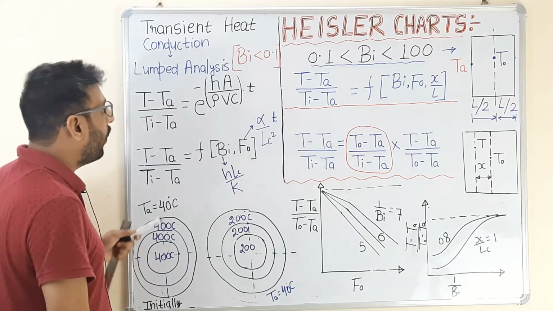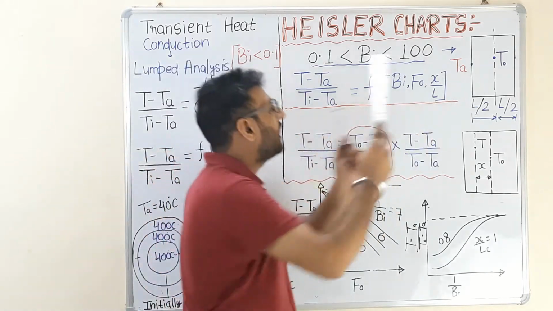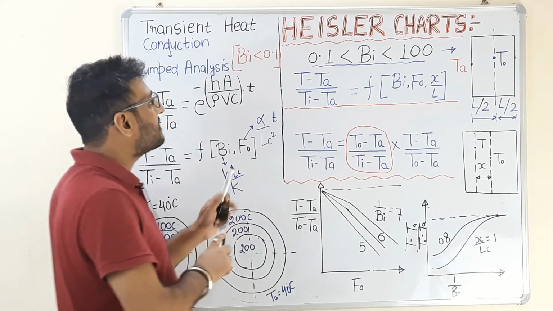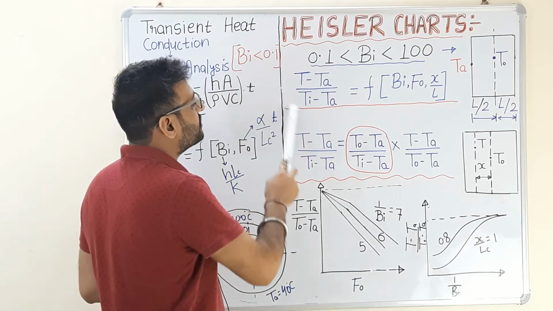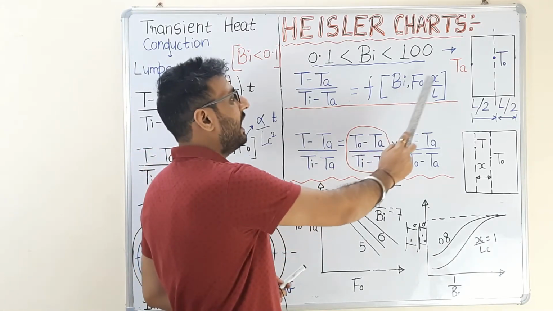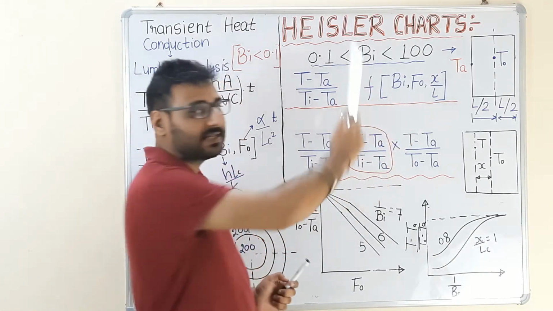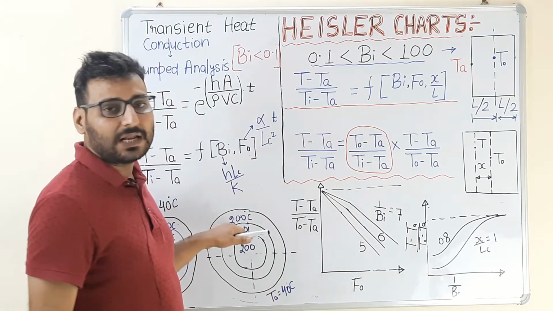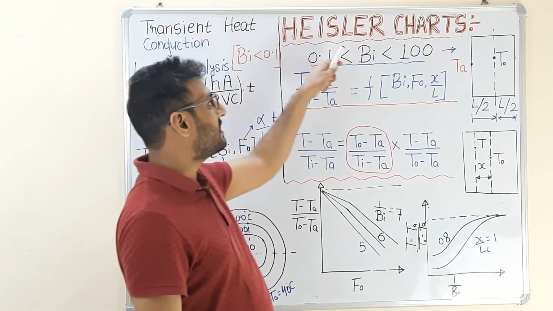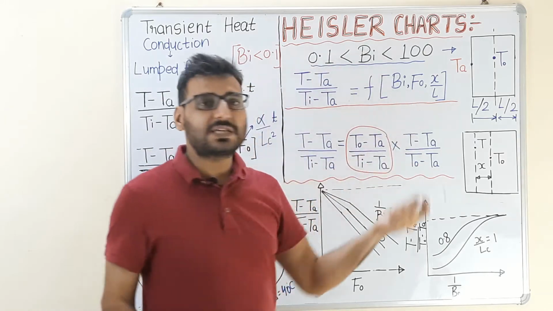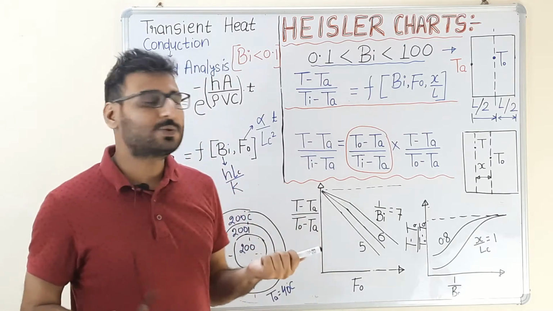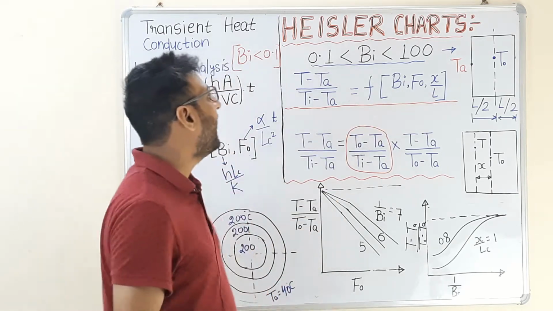Now come to our Hassler chart. In Hassler chart, what happens? In Hassler chart, temperature distribution is a function of Biot number, Fourier number, and space coordinates. In lumped analysis, temperature is not varying with space, but in Hassler chart, temperature is varying with space. Hence, temperature distribution is also a function of space coordinate.